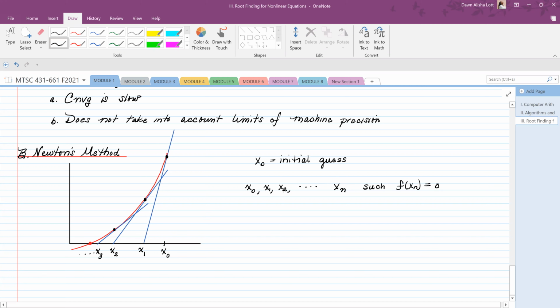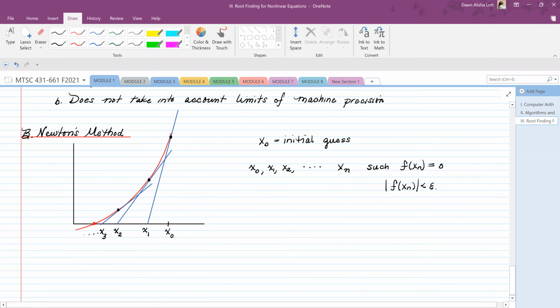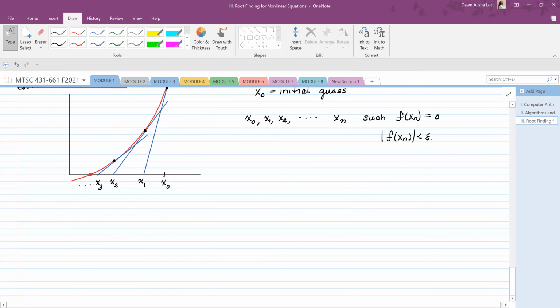Now, we already know that we can't see if f of x_n is actually equal to 0. So instead, we'll look at the absolute value of f of x_n to be less than some number epsilon we choose to be small. Okay, so here's what we get. So we start with x_0.